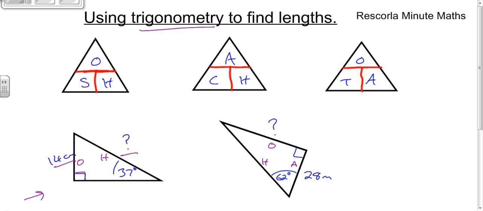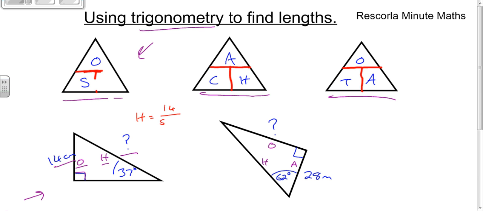So now what we do is we have a look at which of the trig triangles, the SO, the CA, the TOA, involves these letters O and H. And that's going to be this one here. Because we're looking for the hypotenuse, we cover up the hypotenuse letter, and that's going to be O divided by S. So we write down that the hypotenuse equals the opposite, which is 14, divided by S.